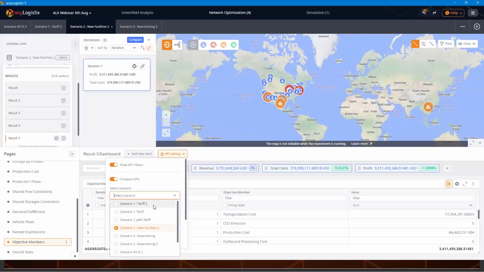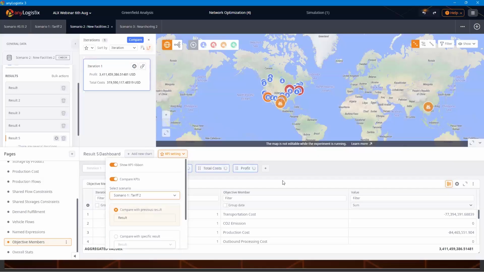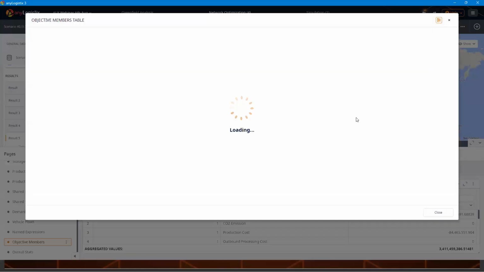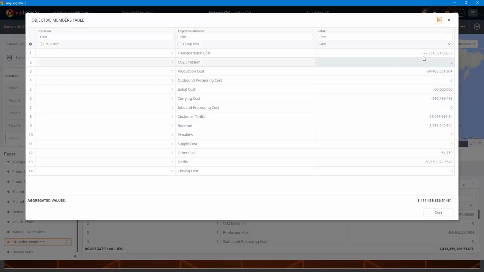Yeah, this scenario. Yes. So we can see our profit is increased approximately 9%. The total cost is decreased. The revenue remains the same. The amount of the product flow remains the same. So if we check in details, the transportation cost reduced, it's 77 million.